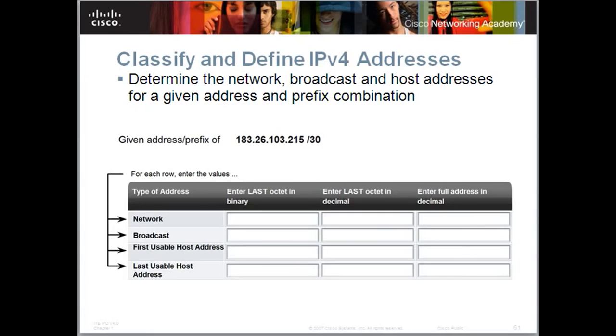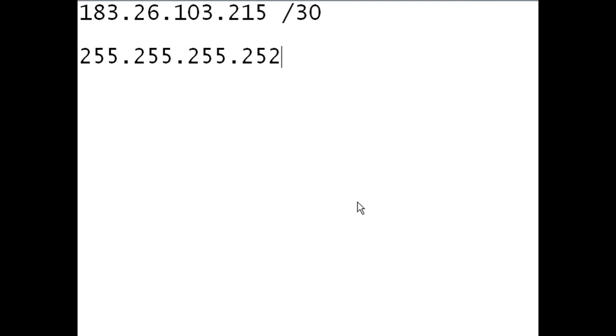Now next, this will be 256 minus 252, which is 4. So it is a multiple of 4. The multiple of 4 is 212, and the address is in between 212 and 216. Okay. So let's understand what this is. So 212 is the actual network address.